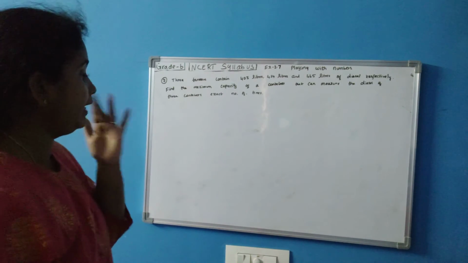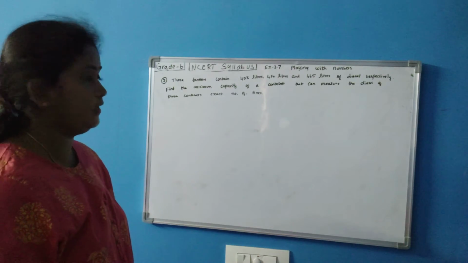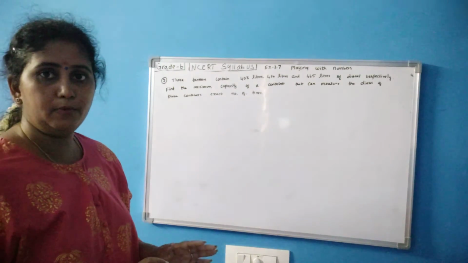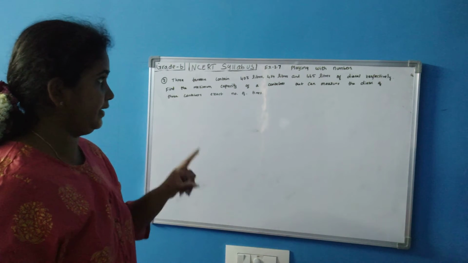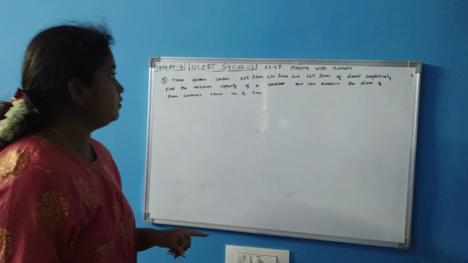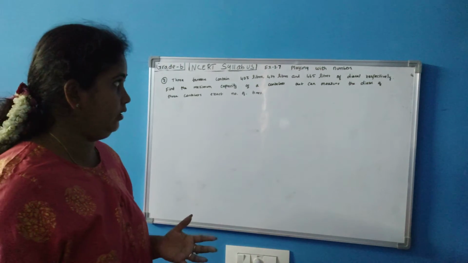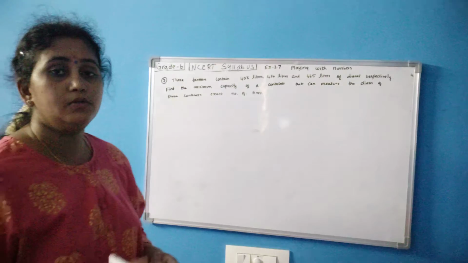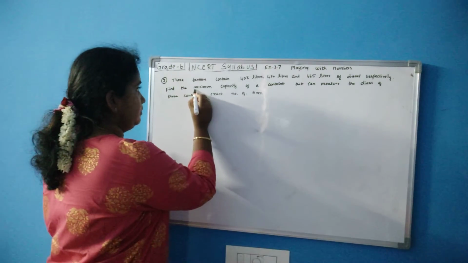3 tankers contain 403 liters, 434 liters and 465 liters of diesel respectively. So 3 tankers are containing this much amount, 3 different amounts of liters respectively. You have to find the maximum capacity of a container that can measure the diesel of the 3 containers an exact number of times. So exact number of times it has to measure. Also in the question it is given as maximum.